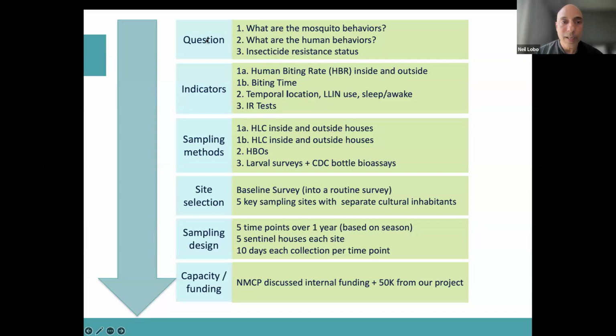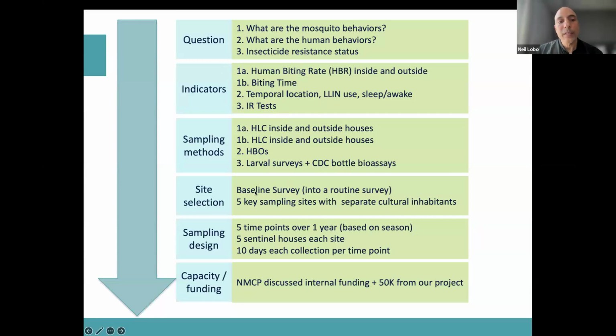So we figured out our question, our indicators, and our sampling methods. Now, 1A and 1B: HLCs inside and outside houses would answer what the mosquito behaviors are, and would collect the data for 1A and 1B. The sampling method of human behavior observations would tell us about humans, which was indicator number 2, and would answer the question, what are human behaviors? Larval surveys plus CDC bottle bioassays would be the sampling method to tell us insecticide susceptibility, which would be the indicator that answers the question of insecticide resistance status.